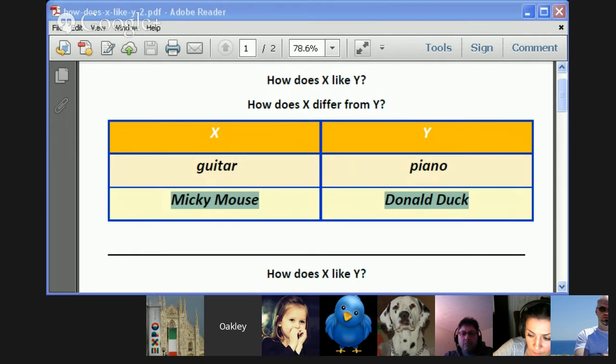Excellent. Julio, what do you think? How are Mickey Mouse and Donald Duck different? Well, I saw the magic of both animals, and I saw that Mickey Mouse uses shoes, and Donald Duck not. Yes. On the other hand, I guess that Mickey Mouse plays guitar and Donald Duck.